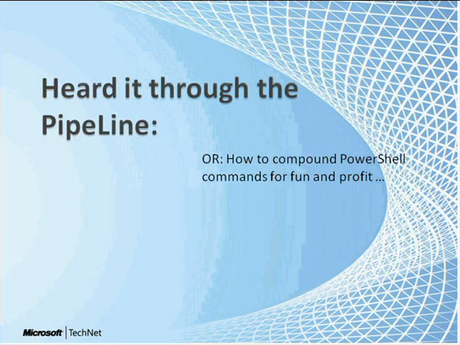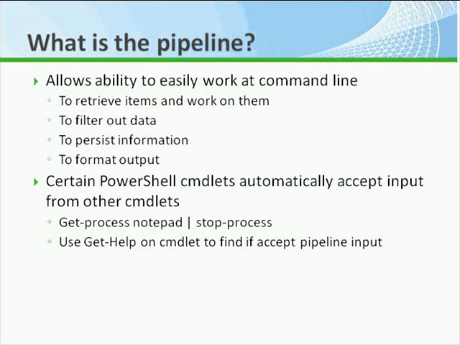It allows us to take items from one command and then further process them, to continue to work on them. This lets us filter data out of stuff. It allows us to store information in various formats. It also allows us to format the output. Now, there's a number of PowerShell cmdlets that just automatically accept input from other cmdlets. An example of this is Get-Process. We can easily pipe it to Stop-Process. We can use Get-Help on a cmdlet and find out if it accepts pipelined input.